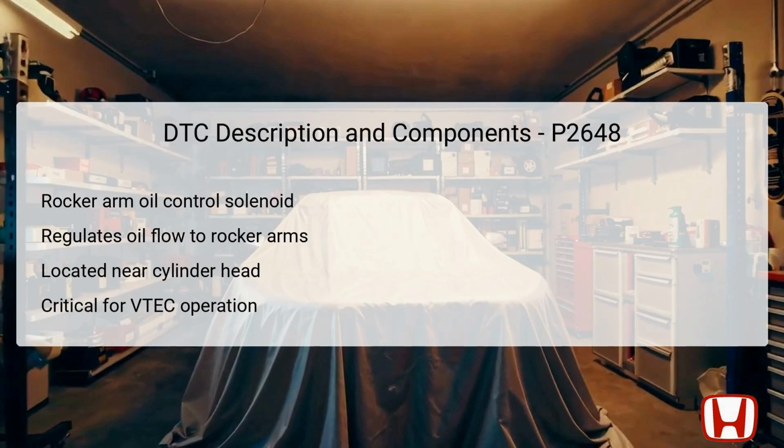The DTC P2648 is specifically associated with the rocker arm oil control solenoid, which plays a pivotal role in the VTEC system found in the Honda Fit. This component is responsible for controlling oil flow to the rocker arms, allowing for efficient valve timing adjustments. Positioned near the cylinder head, the solenoid's operational efficiency affects engine performance and fuel efficiency. The value of this component cannot be overstated, as it determines how effectively the engine adapts to varying performance demands.